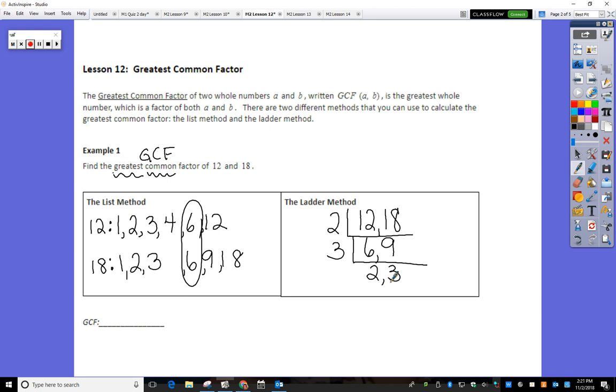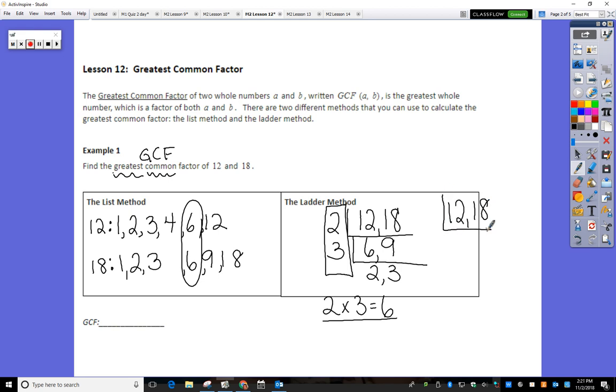To find the GCF of the two numbers, you take all of the numbers down the side, so just along the side here, and multiply them together. Okay, and that would give you your GCF. Notice it's the same we got from the list method. Now I want to show you, it doesn't matter what number you start with or what process you go through, you're still going to wind up with the same thing.